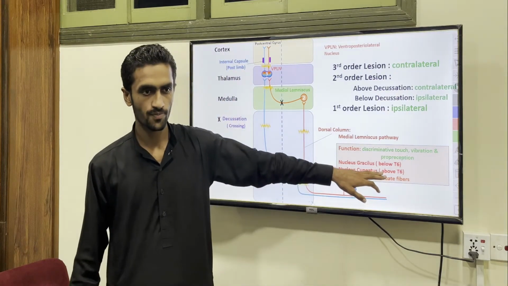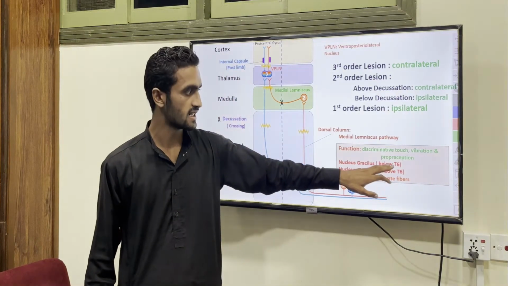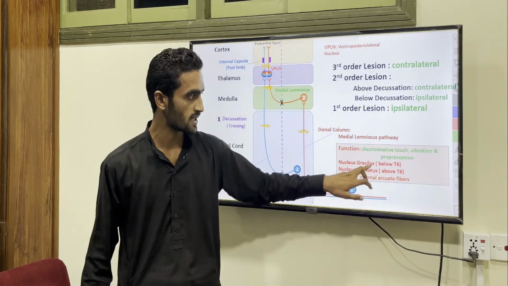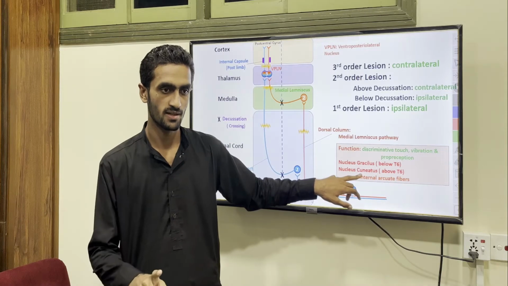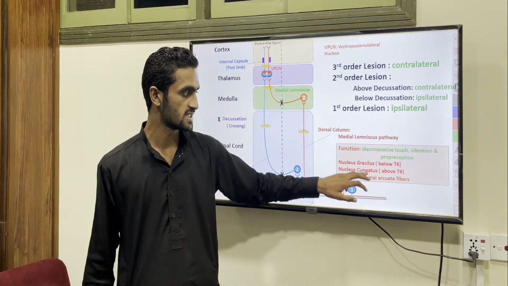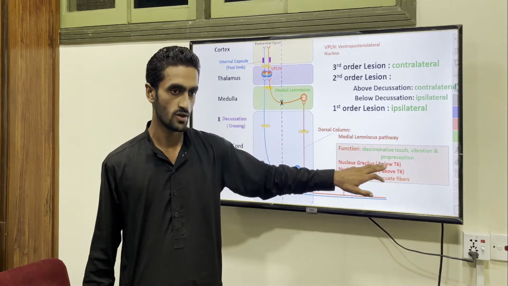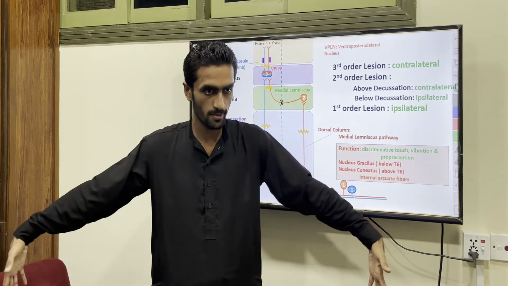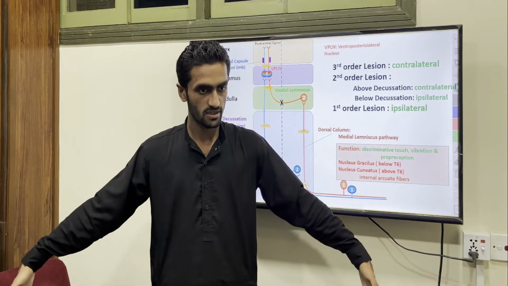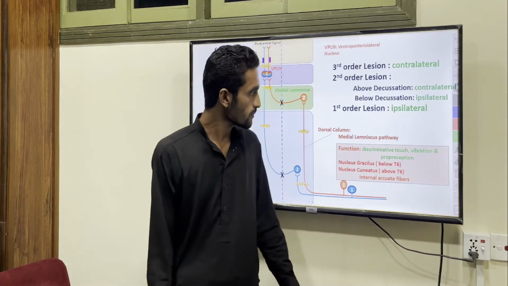So this is for above T6. It is for gracile, L. Just remember, L is lower limb. What does U represent? Upper limb. So this is an easier way: this one is for upper limb, and this one is for lower limb. And which one is the outer? Because our upper limb is lateral, the upper limb pathway is on the lateral aspect.